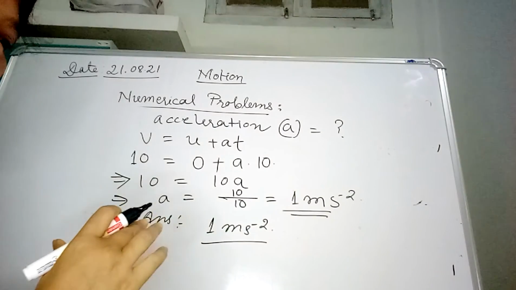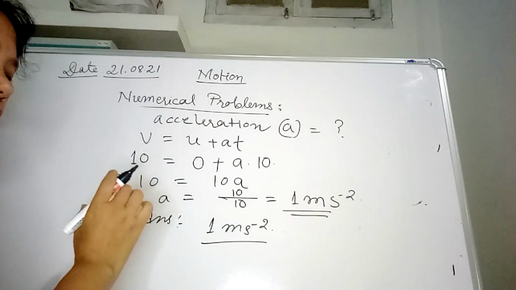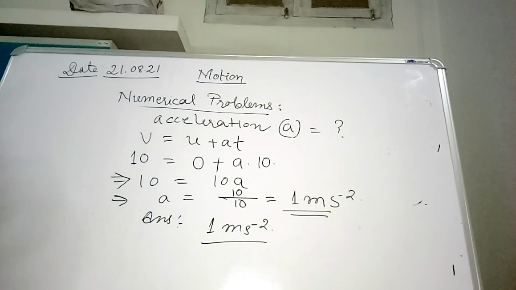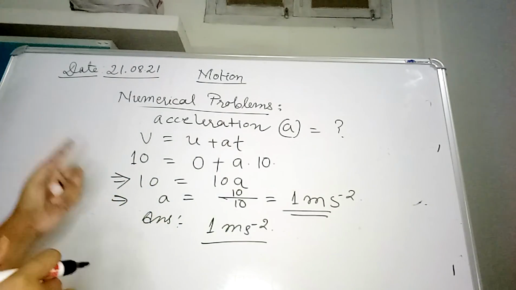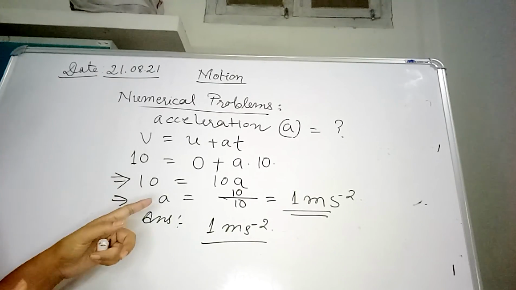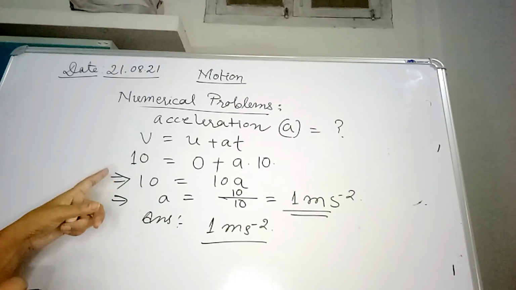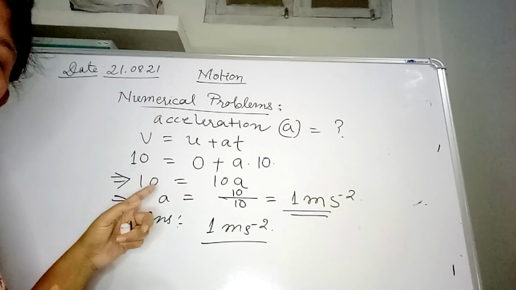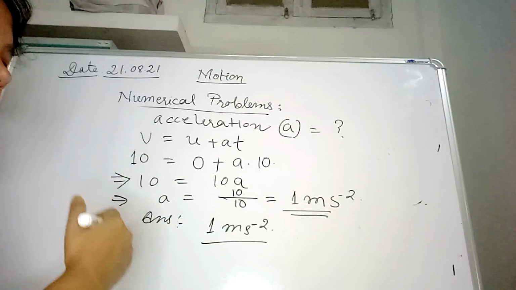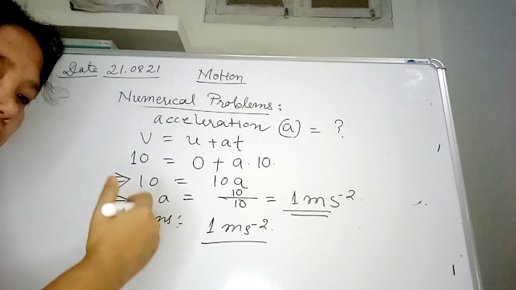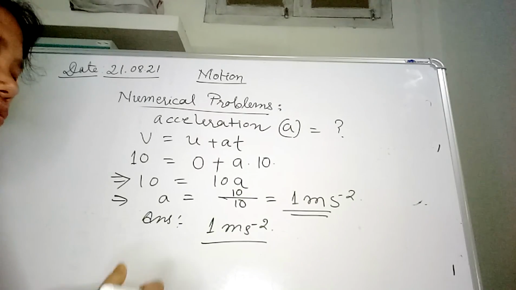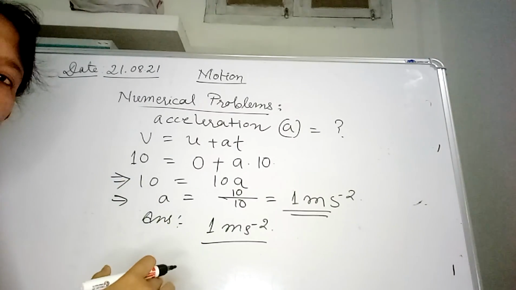In this way we have to solve the problems. First we have to check the question, what data are given, whether in the question it is given that starting from rest, or whether it is given it comes to rest. Then we will find out the value of u and v. If the question is given starting from rest, then initial velocity u will be 0, and if in the question it is given comes to rest, then final velocity v will be 0.